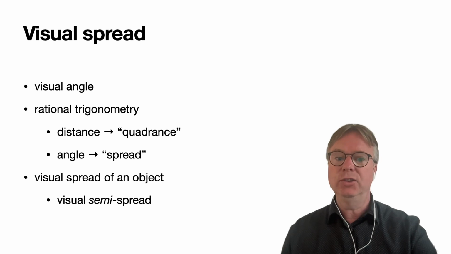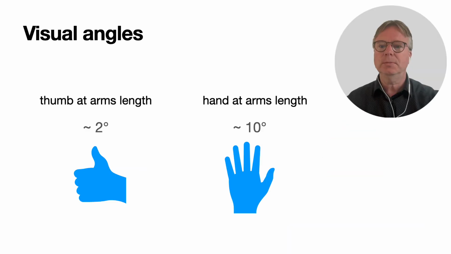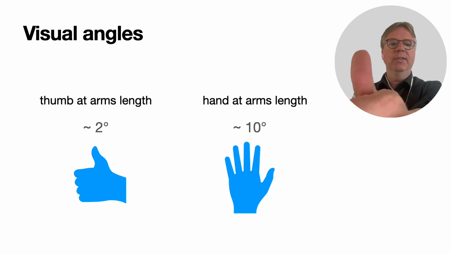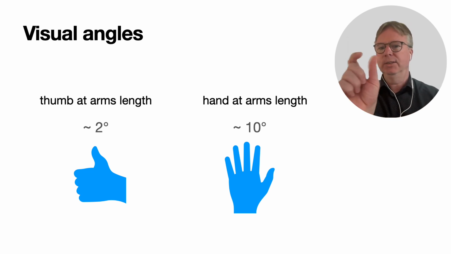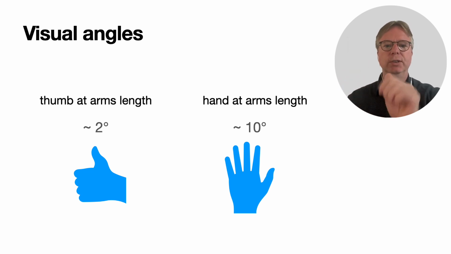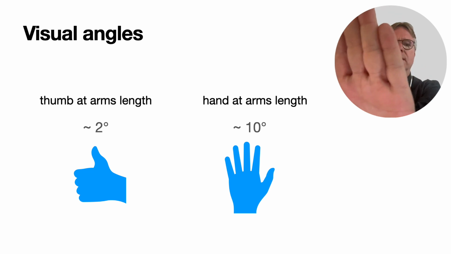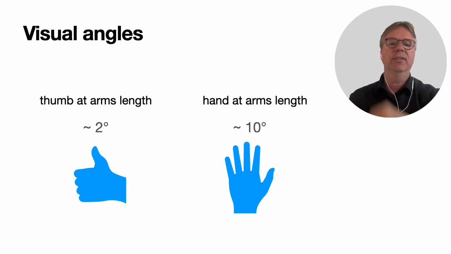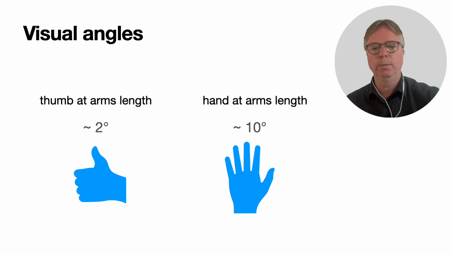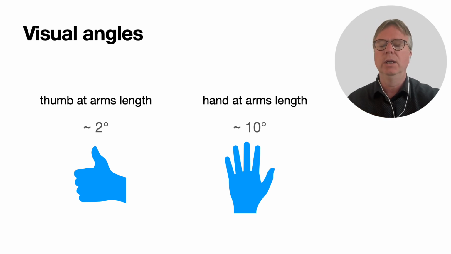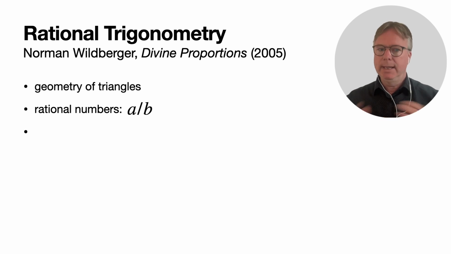But let's get into some mathematics first. Oh no, we're going to do the visual angles first. Just to give you a sense, if you keep your thumb at arm's length like this, then the width is about 2 degrees. If you do your hand at arm's length, it's about 10 degrees visual angle. So just to give you a rough idea.